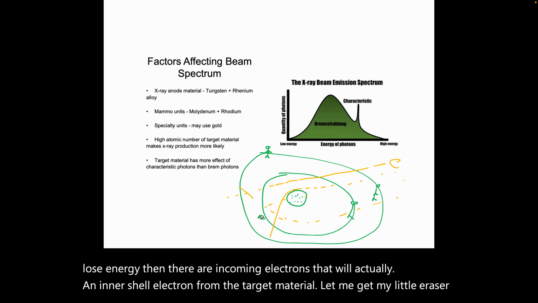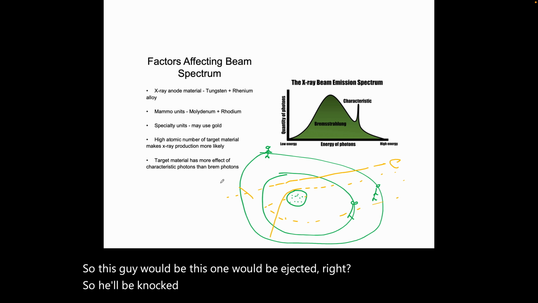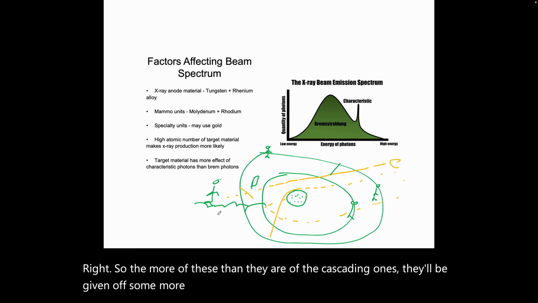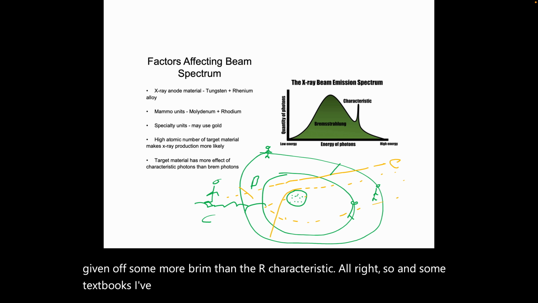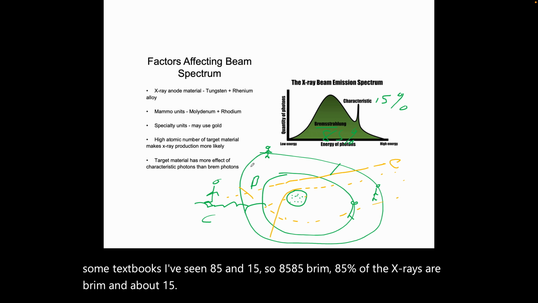So this one would be ejected, right? So it'll be knocked off from its orbit. So there are more of these than there are of the cascading ones giving off characteristic photons. So more Brem than characteristic. Some textbooks say 85 and 15. So 85% of the X-rays are Brem, and about 15% is characteristic. That's what I've seen in some textbooks.